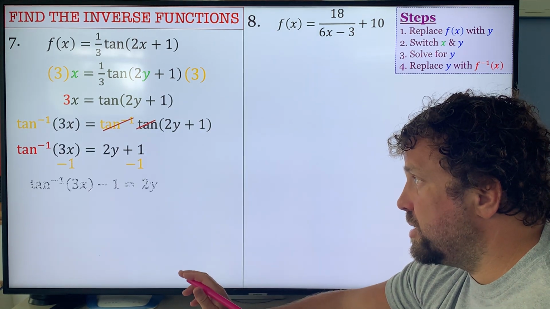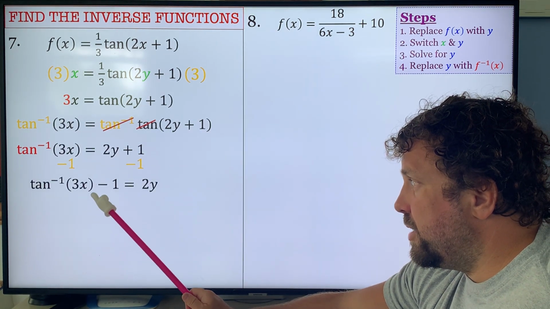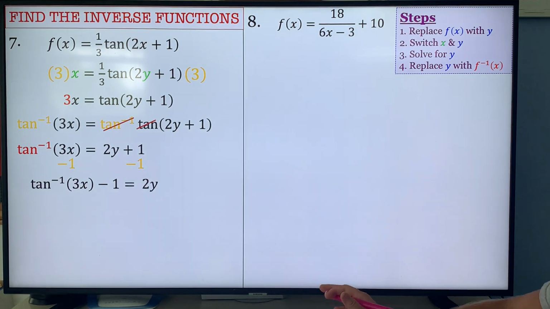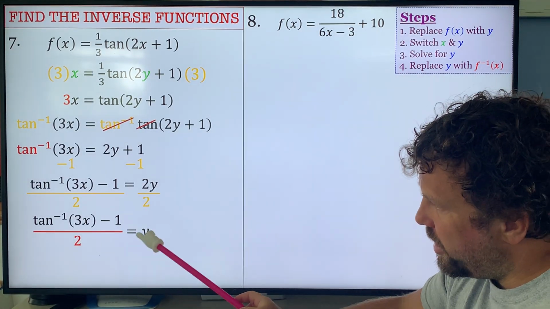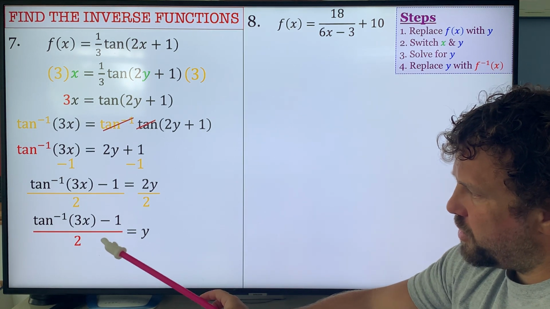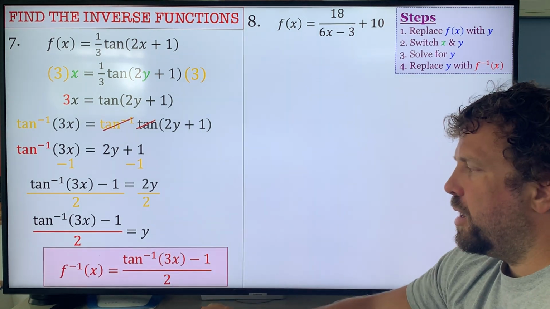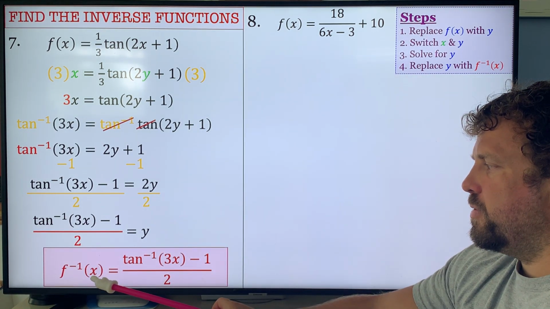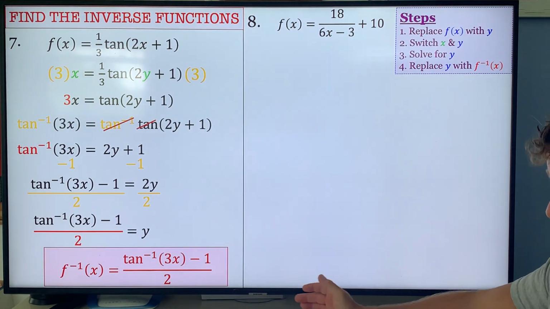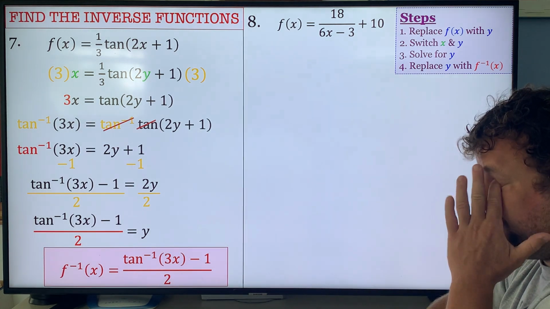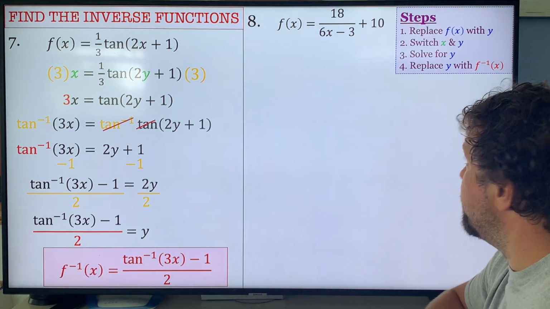Subtract 1 from both sides. Inverse tan 3x minus 1 equals 2y. And finally divide both sides by 2. So you get y equals tan negative 1 of 3x, minus 1, divided by 2. So the inverse of x equals the inverse of tan 3x minus 1, by quantity, divided by 2. All right. Not too shabby, right? That wasn't too terrible.